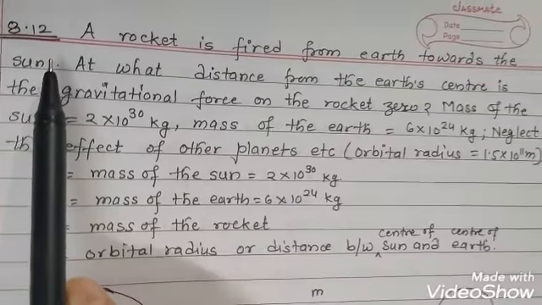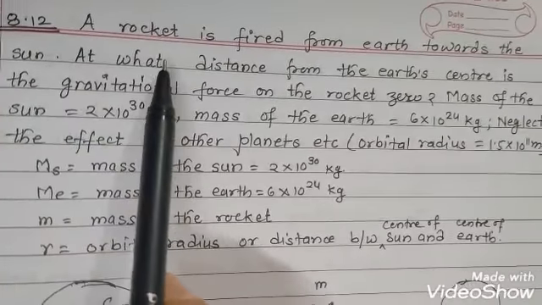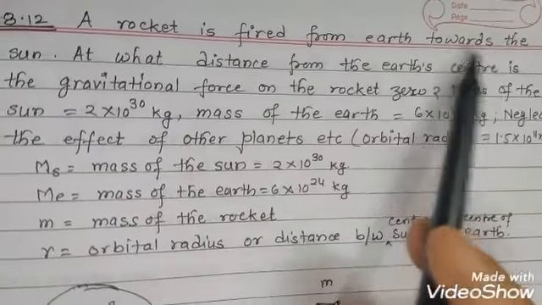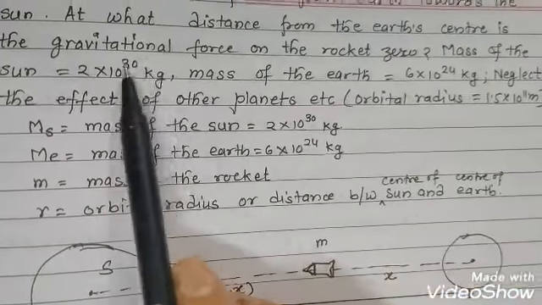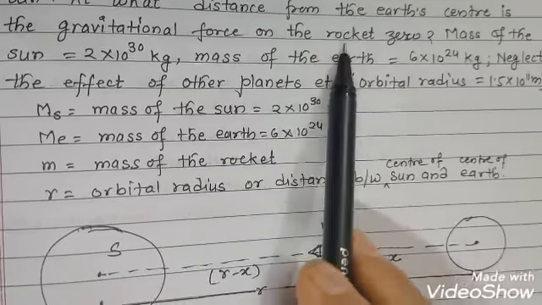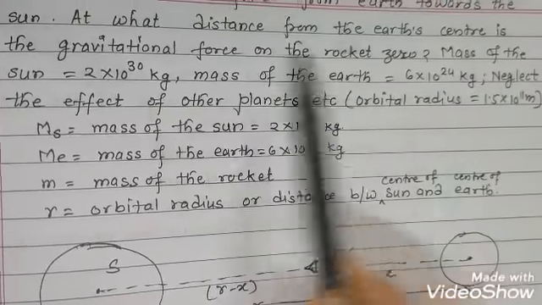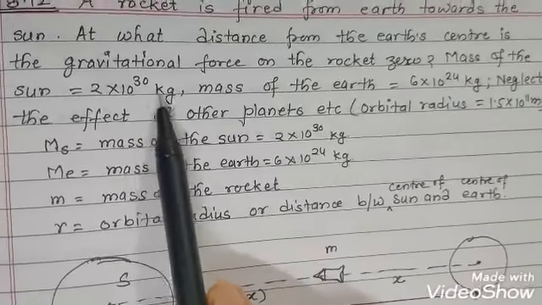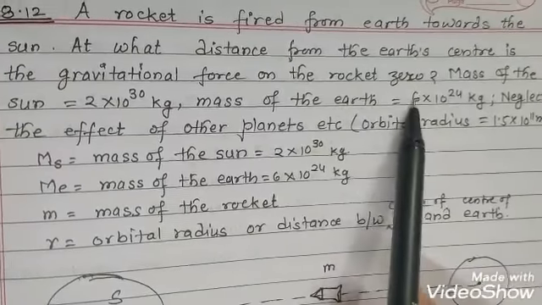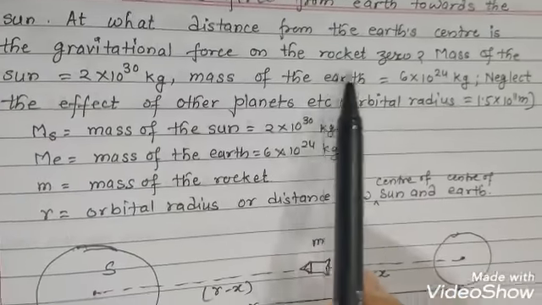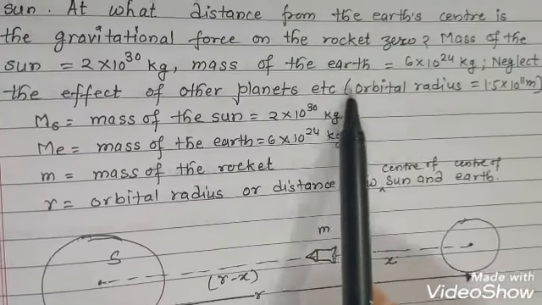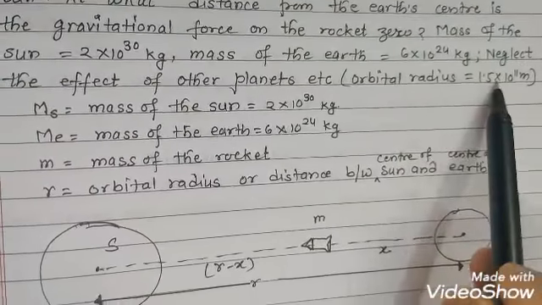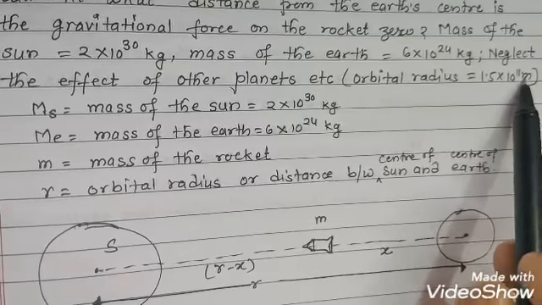Exercise 8.12. A rocket is fired from Earth towards the Sun. At what distance from the Earth's center is the gravitational force on the rocket 0? Mass of the Sun is 2 into 10 to the power 30 kg. Mass of the Earth is 6 into 10 to the power 24 kg. And neglect the effect of other planets, etc. The orbital radius is given as 1.5 into 10 to the power 11 meter.